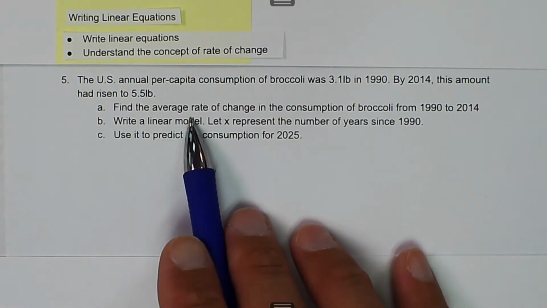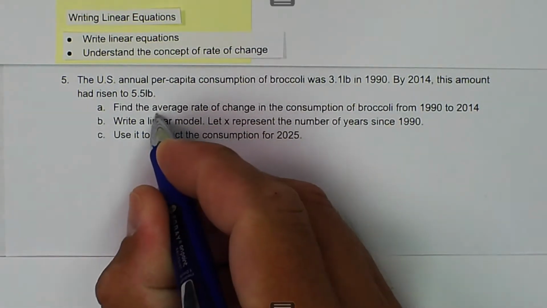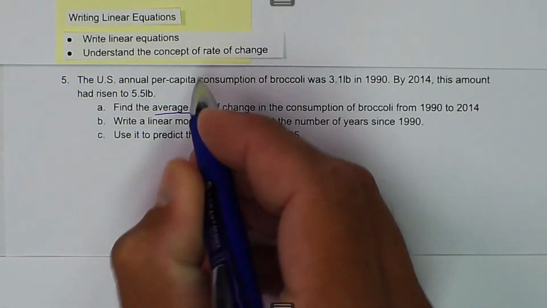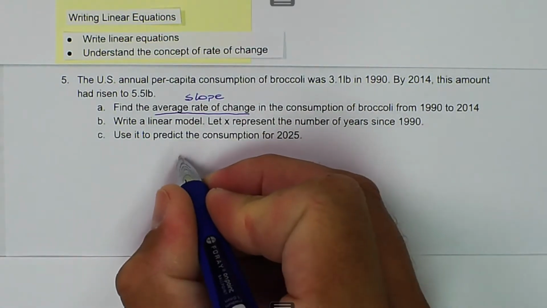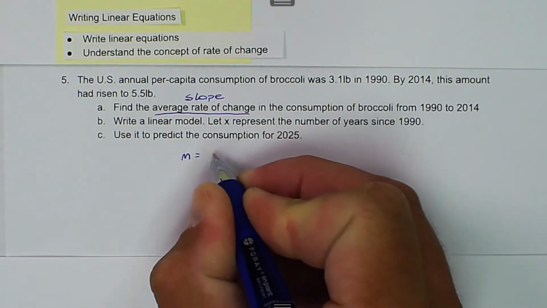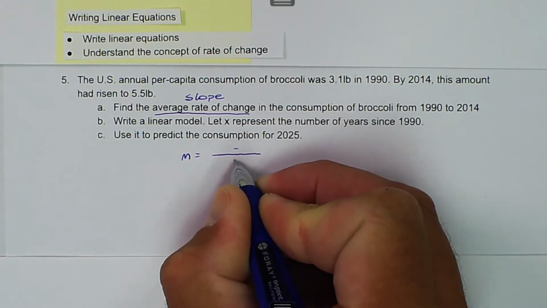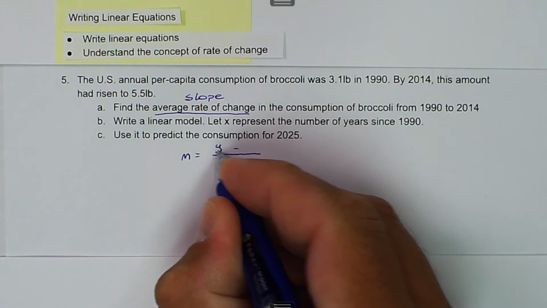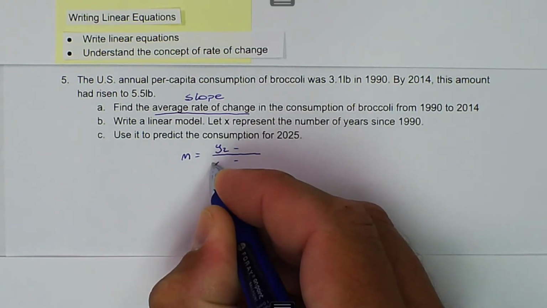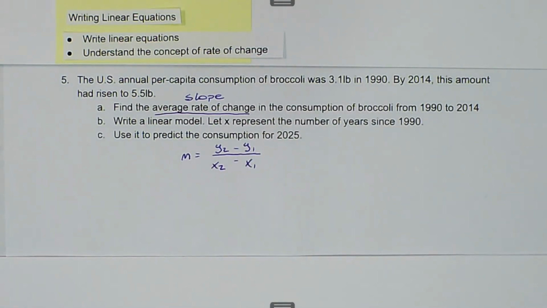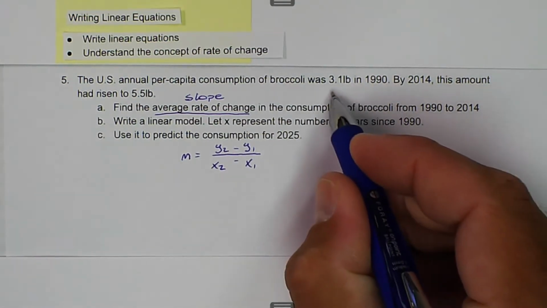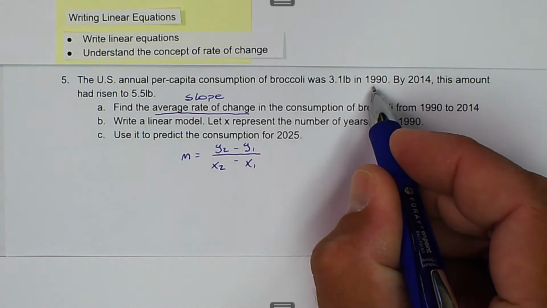So average rate of change, another way to think about average rate of change is to say slope. And so when we're thinking about slope, we know slope is represented by m, and we want the equation, we want to make sure we remember our negative signs, and we can say y2, x2, y1, x1. So in order to use that equation, we have to have some ordered pairs. So right here we have 3.1 pounds in 1990.